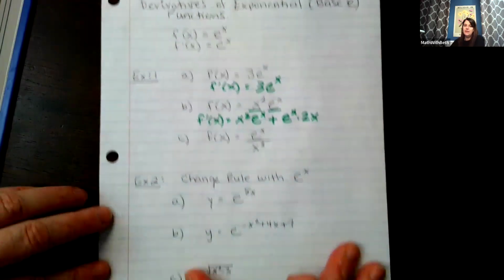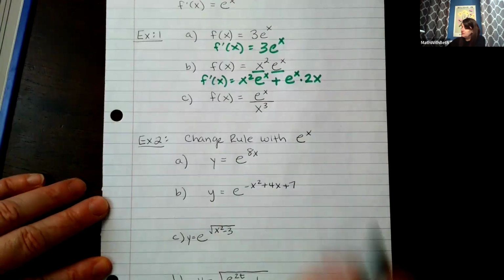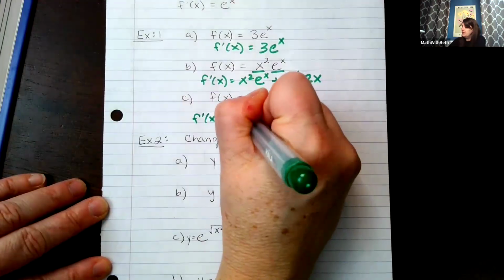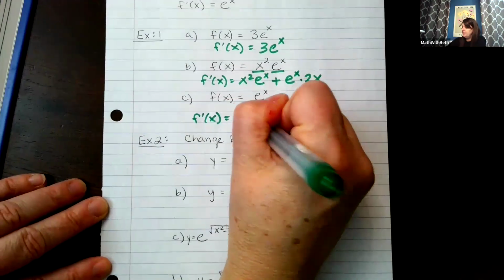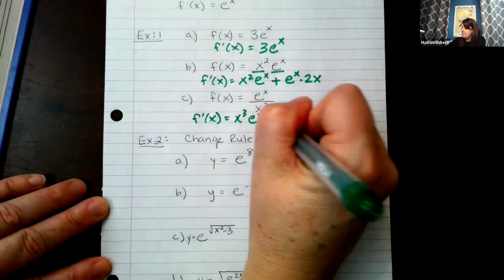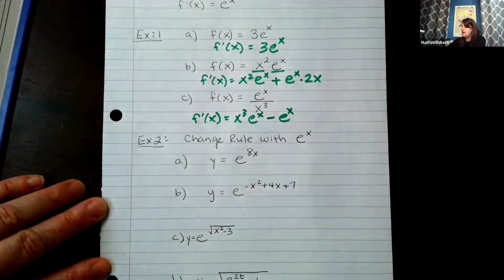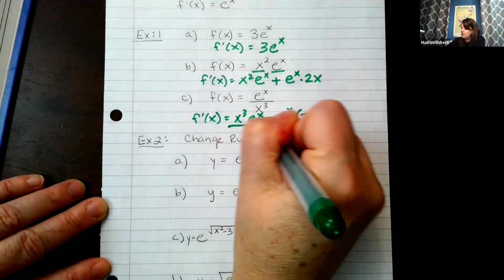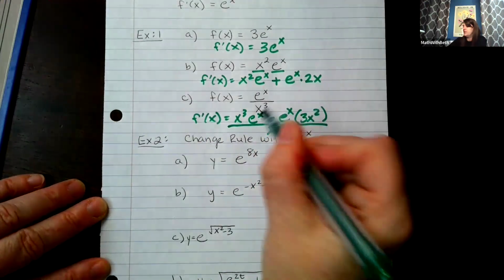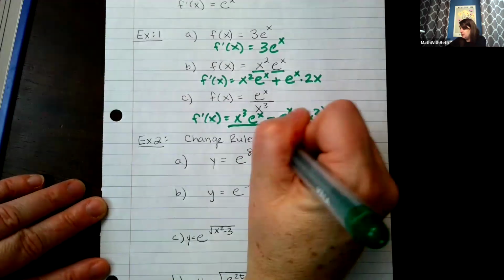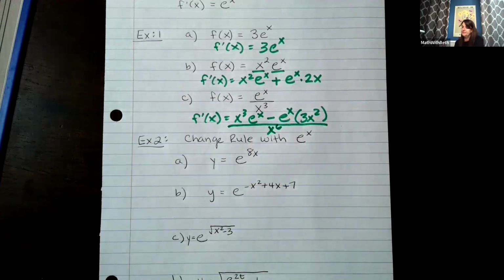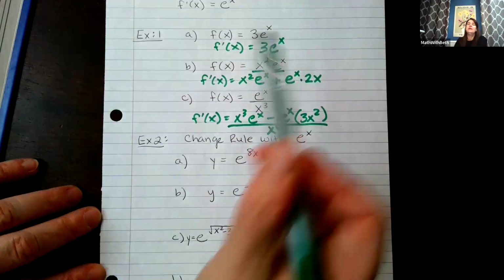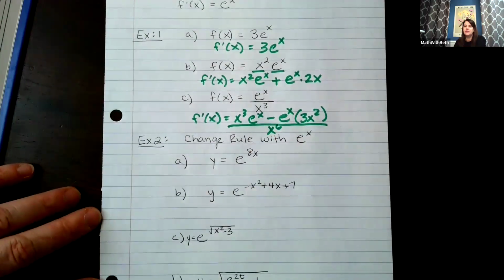And then for c, I'm going to need to use the quotient rule. So the derivative would be the bottom times the derivative of the top, which is just e to the x, minus the top times the derivative of the bottom, all over the bottom squared. So x to the third squared would become x to the sixth. So just showing you how to do some of the basic derivatives with e to the x involved.